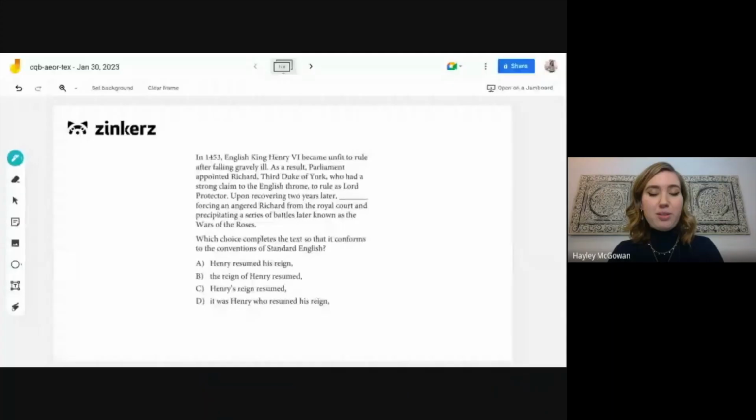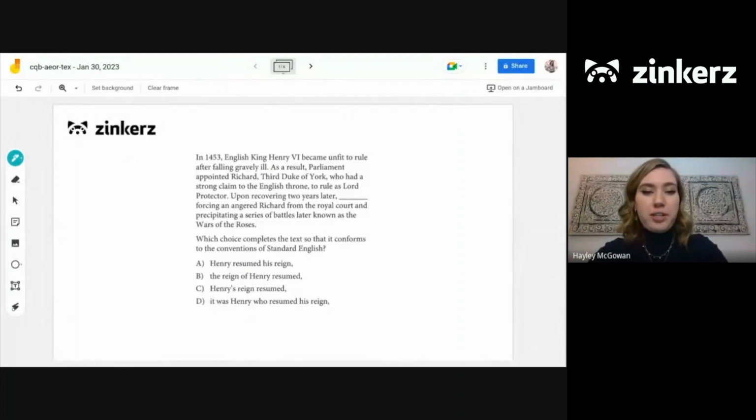Let's see what problem we have next. All right, so we have another writing question and we have our just generic question wording here. So next up, we need to look at our choices to figure out what the question is asking us. So based on what we have here, what do you think this question is looking at?